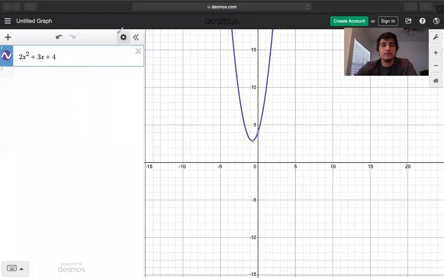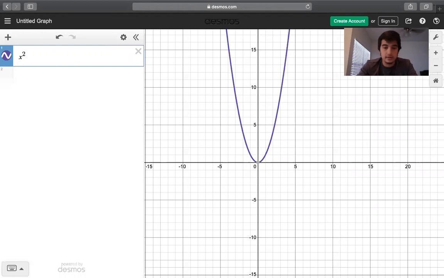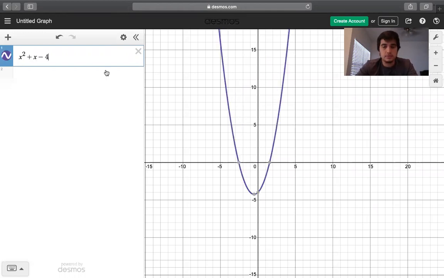Let me clear all this stuff and go to the last one. This last one will set us up for the next video I'm going to show you. So it's x squared plus x minus 4. Perfect. Let's look at this one. So x-axis, right? Just looking at this right off the bat, we can tell that we have 2 solutions. You can see that: 1, 2.